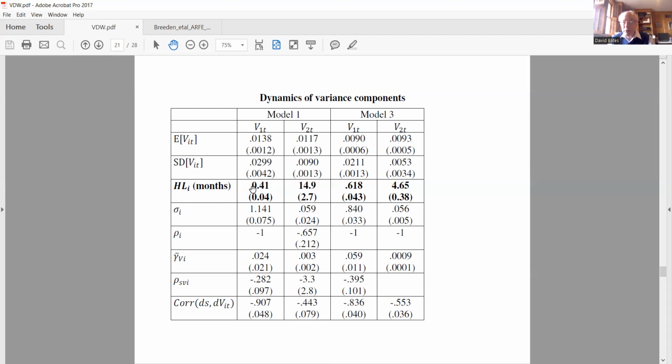If I use time series, model 1 is using purely stock market excess returns. And this is the half-life in months. V1 has a half-life of less than 2 weeks. V2, according to time series analysis, had a half-life of 15 months. And that's comparable to what I estimated in my 2012 paper using a central tendency model, where the central tendency had a half-life of a year.